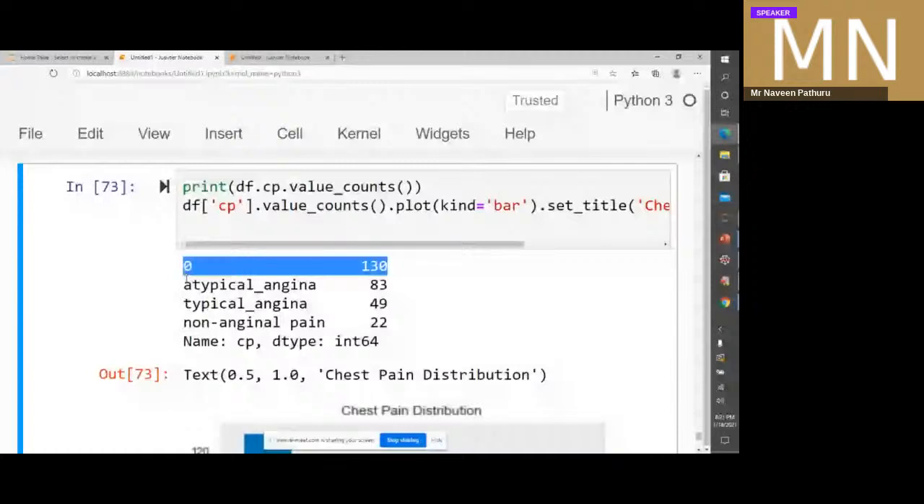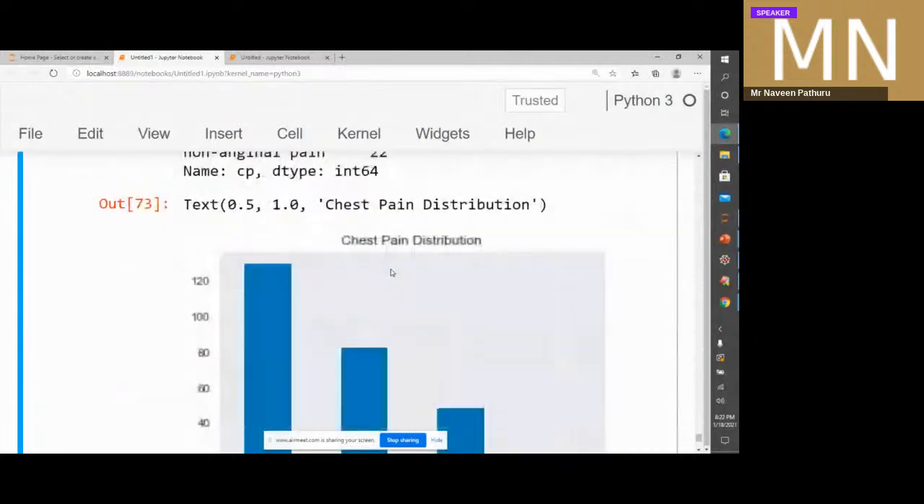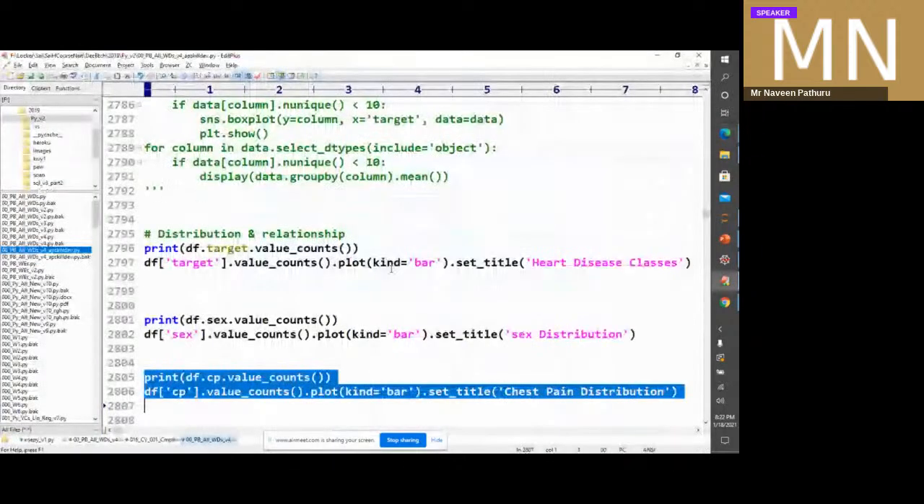So let's say if atypical angina means, let's say, these are the patients who got admitted, and what happened? Well, they had the heart pain, or maybe the heart attack. And let's say 83 also have a shoulder pain. 49, maybe they have back pain. 22, but whatever the 0 is, maybe they didn't have any pain. Maybe they are asymptomatic. They didn't have any pain, yet they got the heart attack. 130. So what is that? We are just visualizing that. Okay, so you can individually visualize each one.